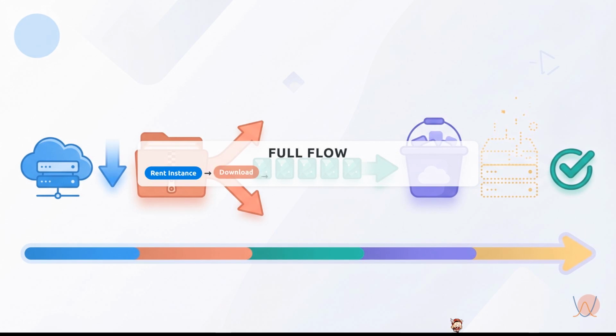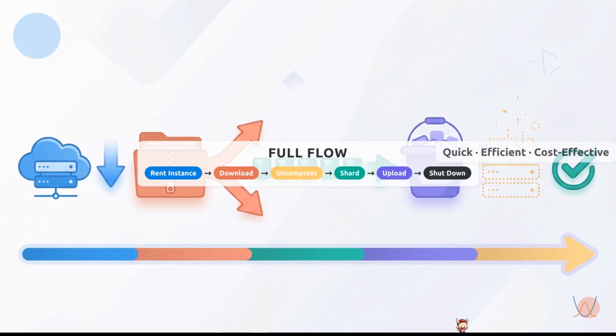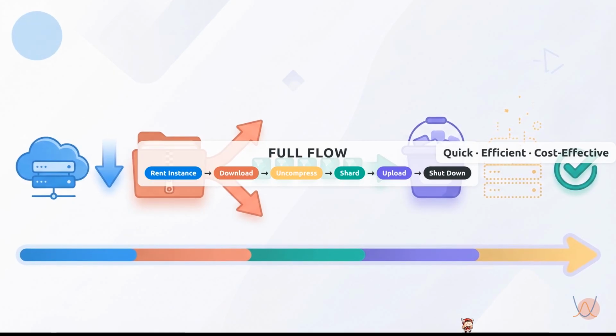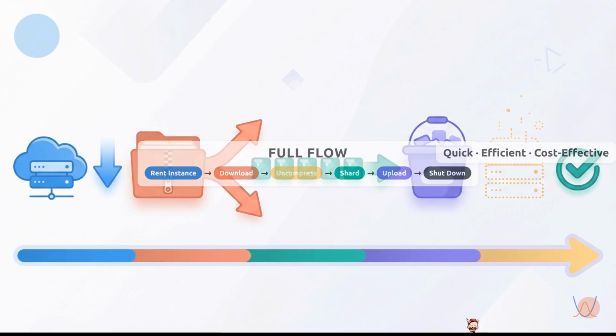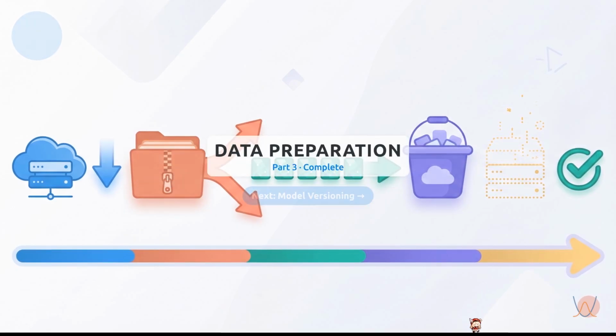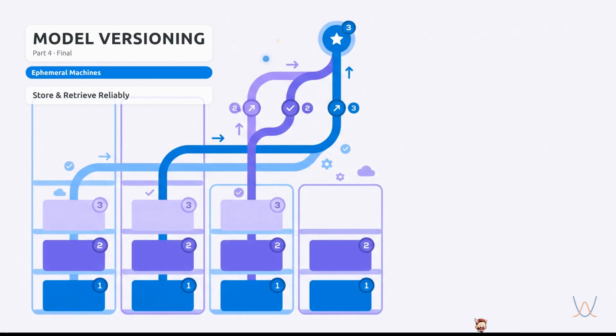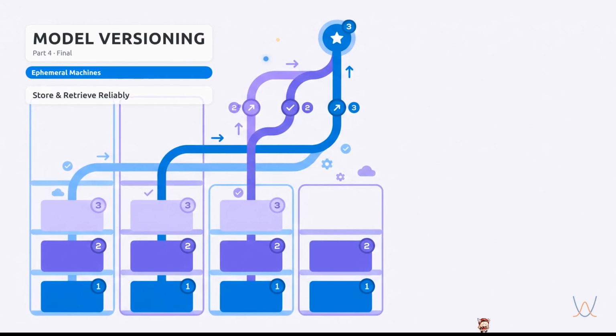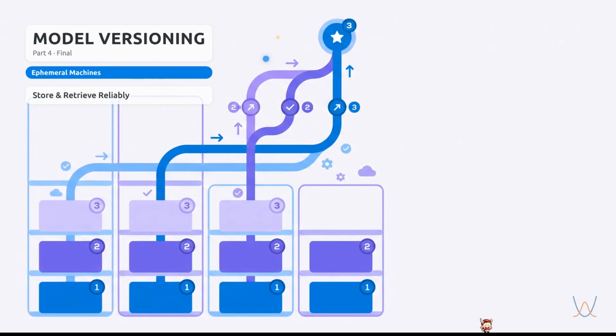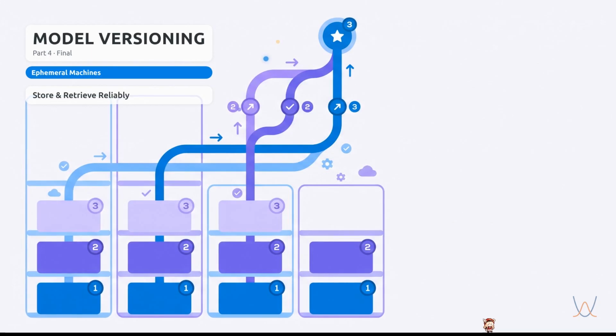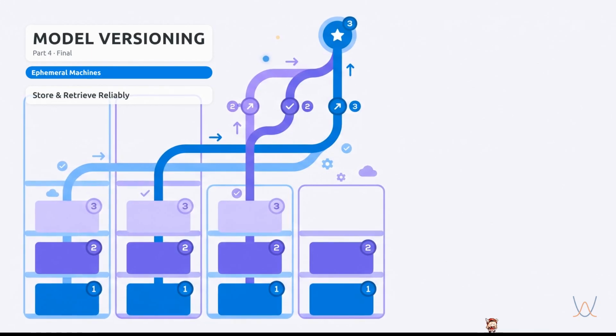So the full flow looks like this. Rent the instance, download the archive, uncompress, split into shards, upload shards to storage, and shut down the instance. Quick, efficient, and cost-effective. That's data preparation. The last piece, model versioning. Training machines are ephemeral. We need a reliable strategy to store and retrieve models after the instance is gone.